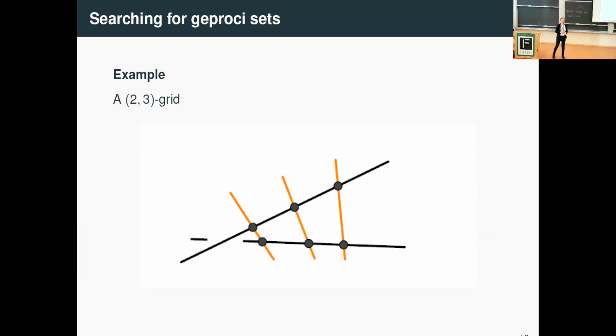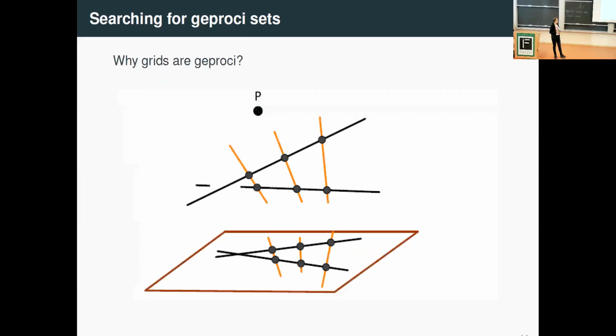So if we consider the sets in P3, we will just see on a simple example how it looks. I took it from Brian's presentation. Here we see a 2-3 grid. One set of lines is black lines, and the other set is the orange lines. So these are two sets in P3 having 6 intersection points, and these 6 intersection points are called the grid.